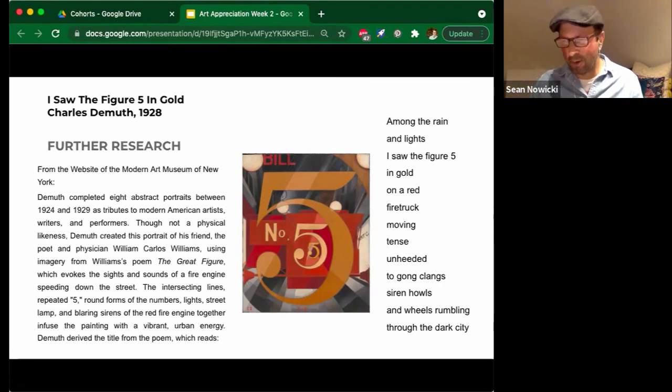And then there's the other one about, I ate the plums that you left in the refrigerator. They're all really short poems, but they're beautiful and they say so much. They're basically like modern haiku. But anyway, he wrote this poem, and I'm gonna have to move you guys because I can't read it. Among the rain and lights, I saw the figure 5 in gold on a red fire truck, moving, tense, unheeded, to gong clangs, siren howls, and wheels rumbling through the dark city.